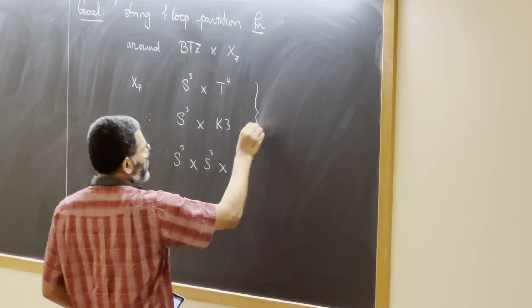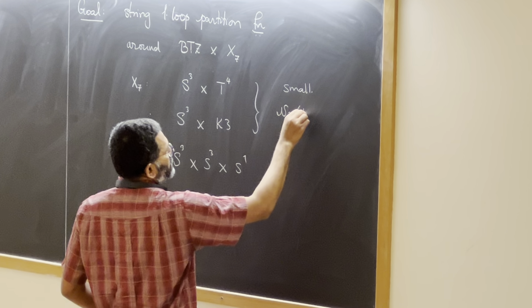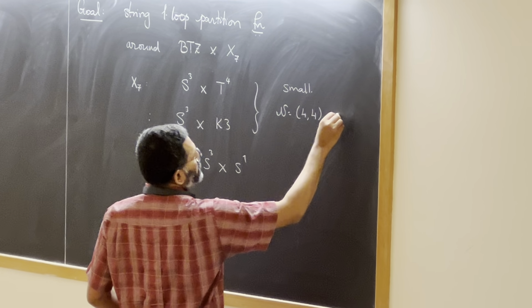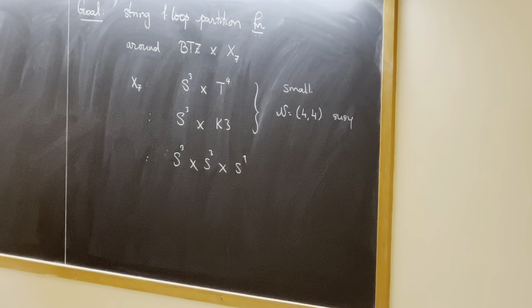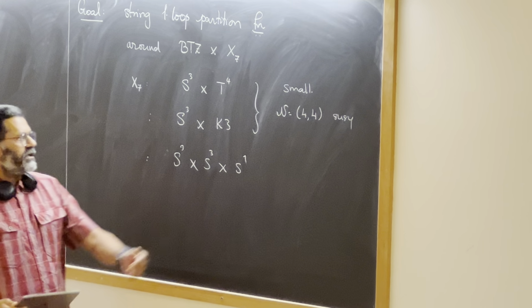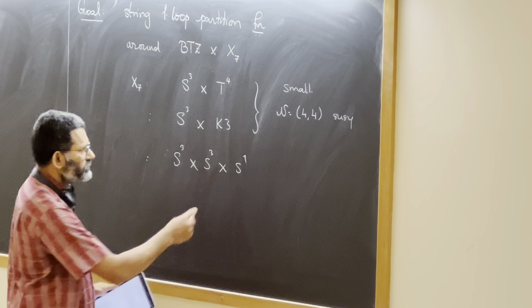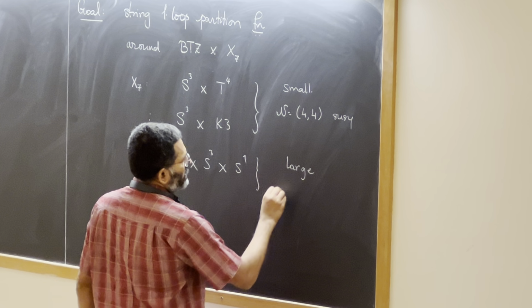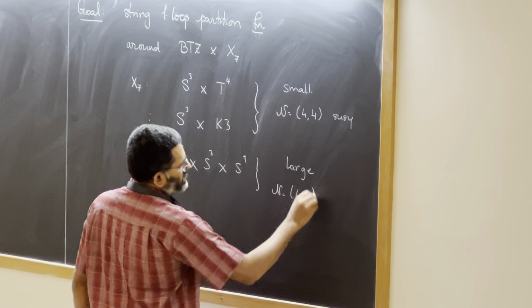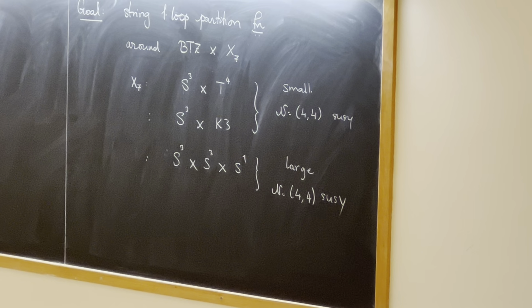These two preserve what's called the small n equals 4,4 supersymmetry in 2 dimensions. So they give you, and this you can think of as a supersymmetry of the dual CFT living on the boundary of AdS3. This guy gives you the so-called large n equals 4,4 SUSY. I'll explain what the difference is, and I'll explain what the algebras are and why they're different in due course.